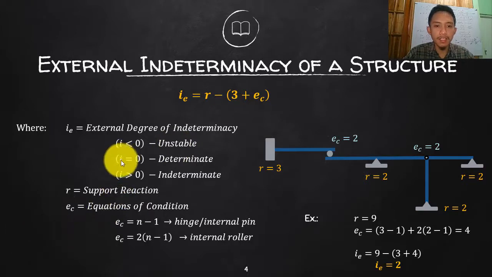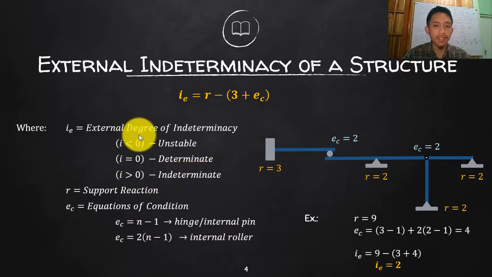However, if that will be exactly zero because the reaction is exactly equal to the equations that we can use, then that is determinate, isn't it? Yes. So it will be zero, or the degree of indeterminacy is zero. But once your reaction is more than the equations available, you will have more than zero, or a positive number. Okay, and that is now your indeterminate.